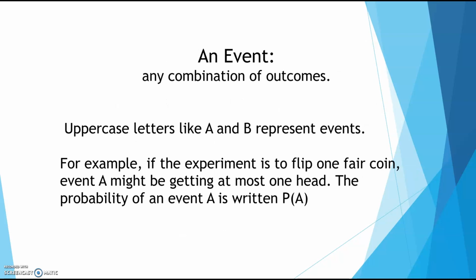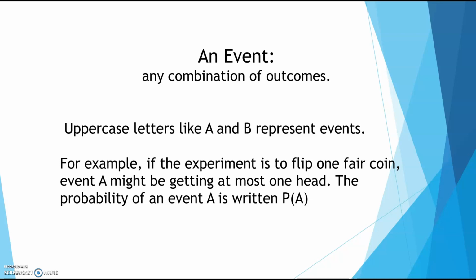Okay, now an event is any combination of the outcomes. So we could ask, what's the probability of rolling a 2 and then a 5, or rolling a 3 or a 4? That would be a combination of the outcomes, or the combination of what could happen based on the experiment that we're using.